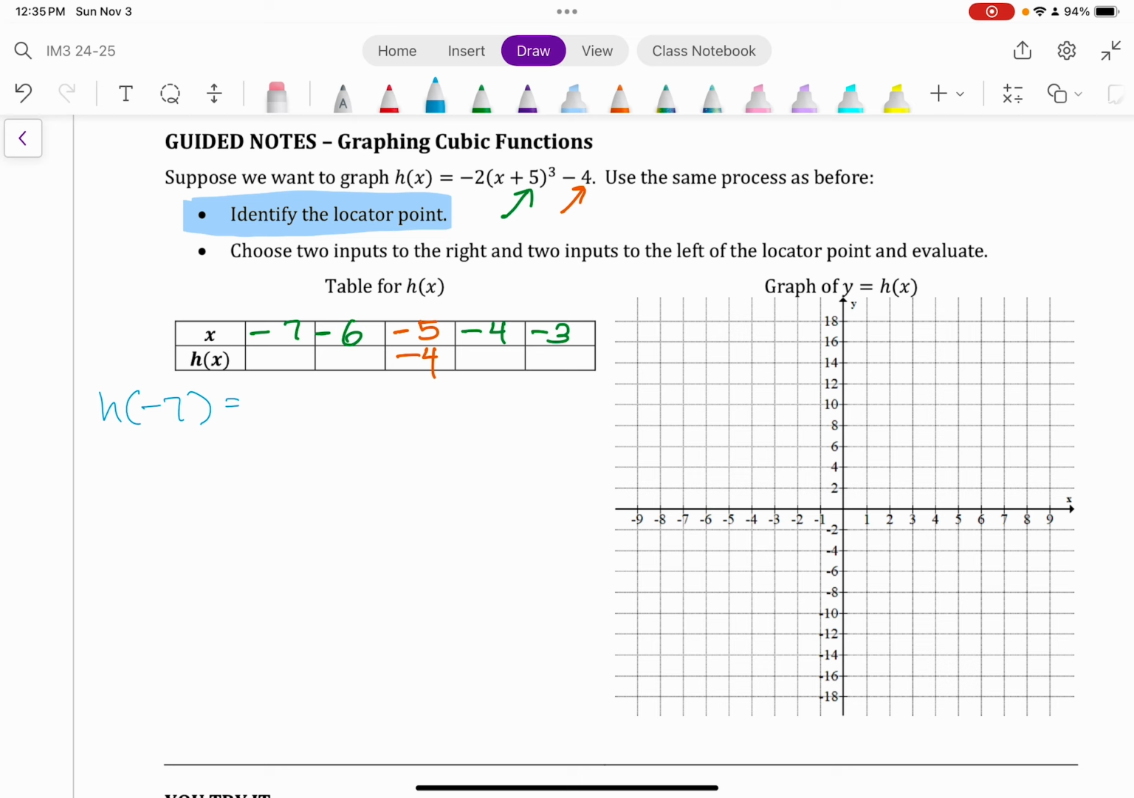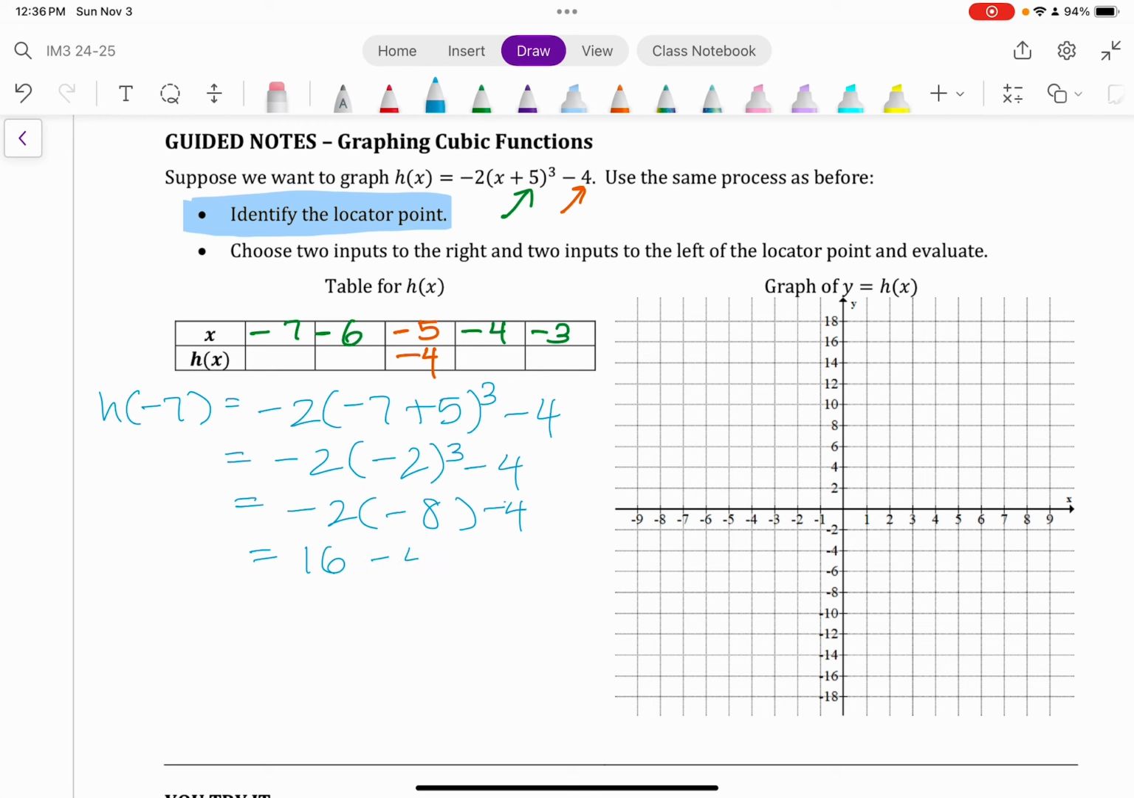h of -7 is -2 times (-7 plus 5) to the third power minus 4. Using PEMDAS, you're going to solve forwards. -2 times (-2) to the third power minus 4. -2 times -8 minus 4. 16 minus 4 is equal to 12. So your output for -7 is 12. You can go ahead and pause the video here to solve the rest of these.